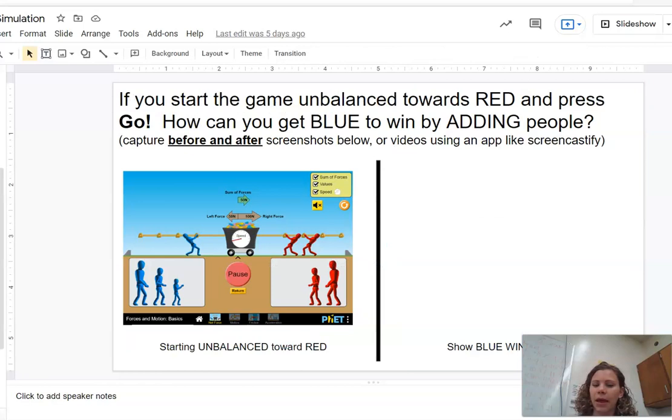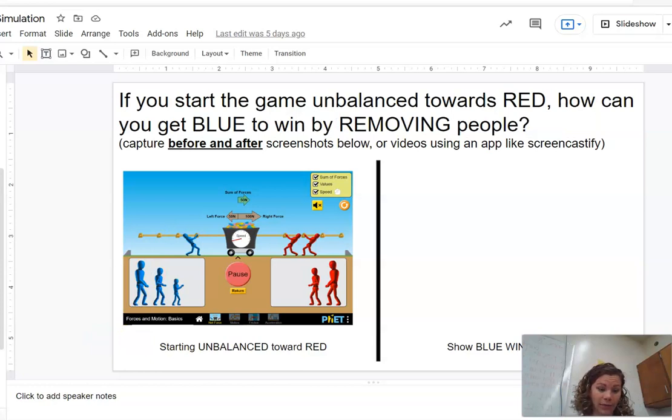Okay, if you start the game unbalanced towards red and press go, how can you get blue to win? By adding people. So obviously, you can add people so that the forces will move in the opposite direction. So if it's balanced and it's going in the red direction, by adding more people, you can actually change the motion of that to go the opposite way.